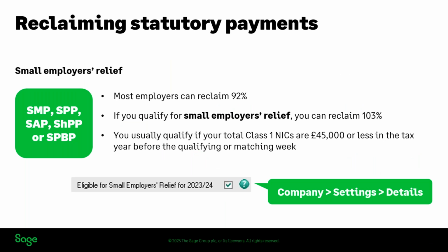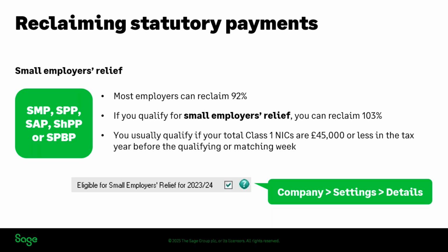Now, before we go on to the demonstrations, I just want to make clear that you can reclaim any statutory parental payment. So most employers can reclaim 92% of the statutory payment paid. However, if you qualify for what's known as small employers relief, you get 100% of the statutory payment and a further 3% of NI compensation, which is a total reclaim of 103%.